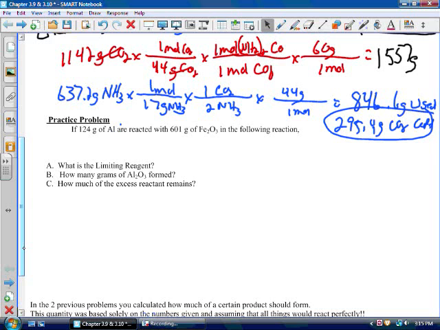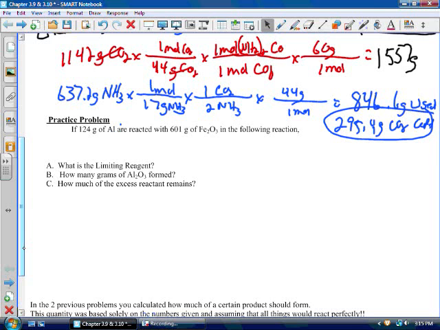In this example, it says 124 grams of aluminum are reacted with 601 grams of iron 3 oxide in the following reaction. And the reaction is not given because I want you to write the reaction. Same thing, we want to figure out what the limiting reactant is, how many grams of Al2O3 are formed, and how much excess remains. Again, A and B will be done at the same time.